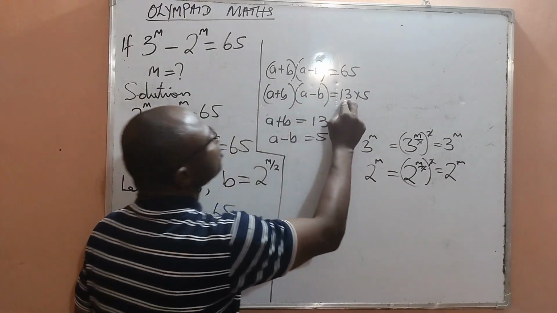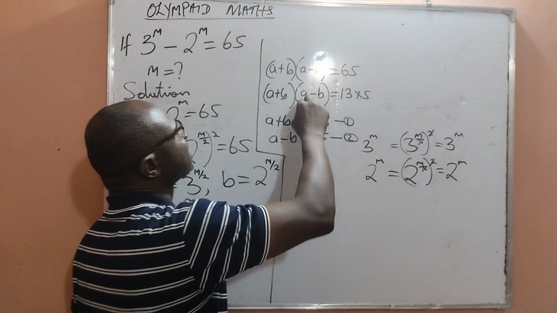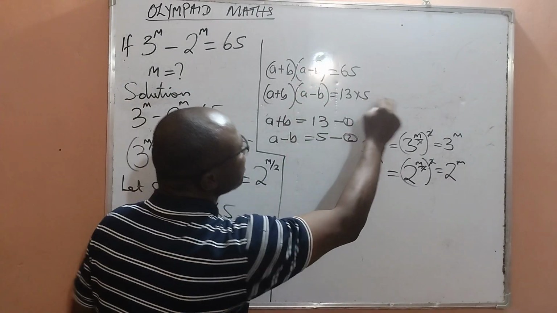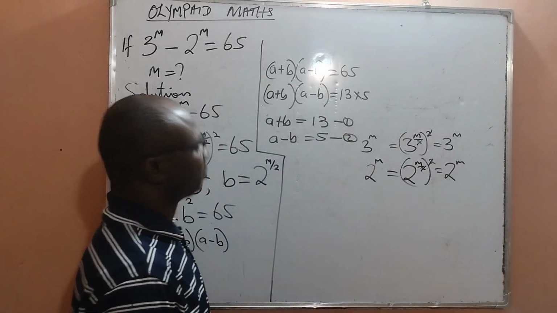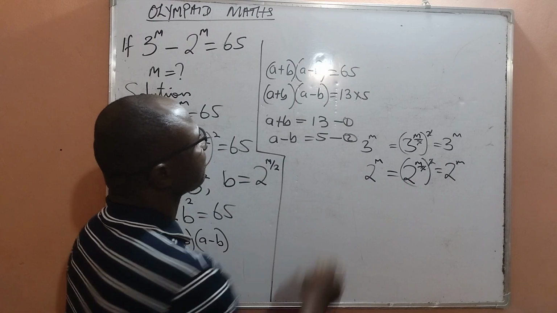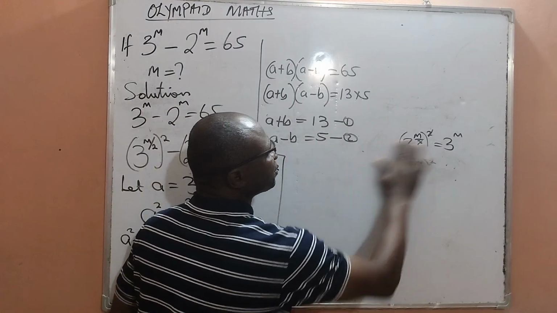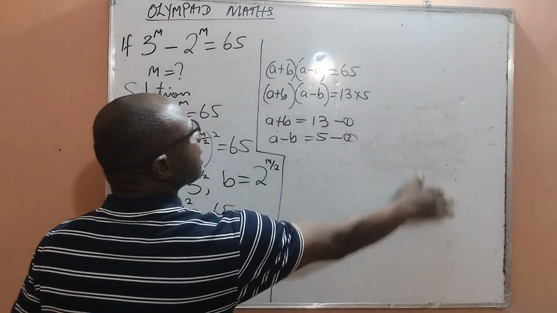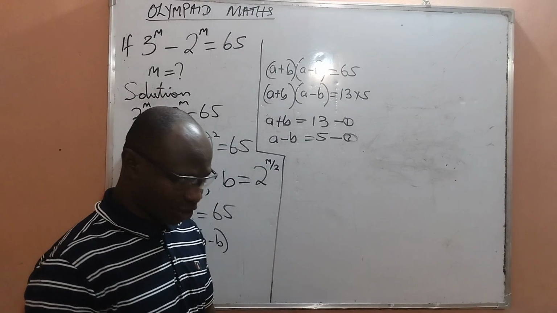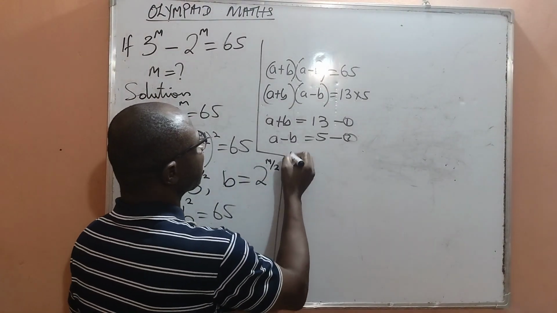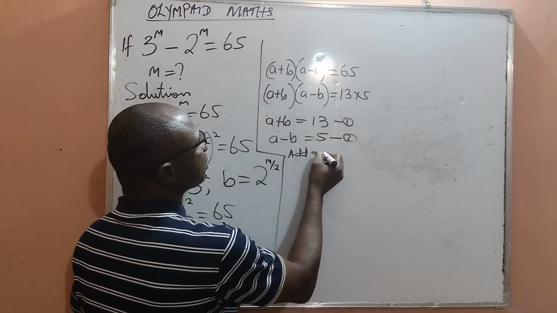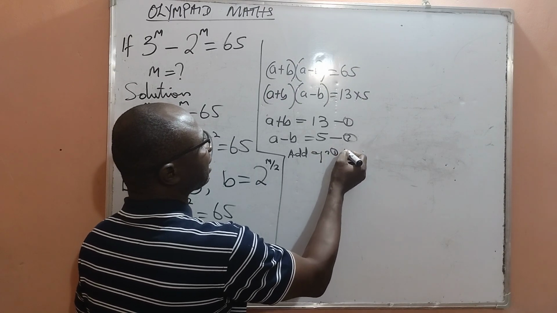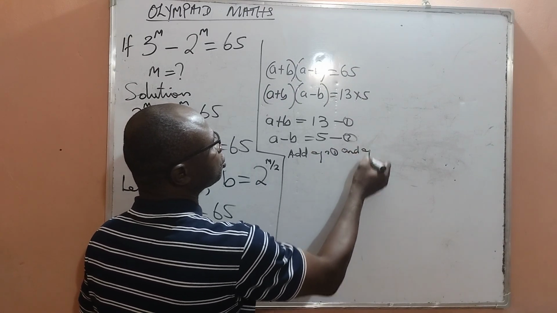Alright, the first bracket on the left corresponds to the first value on the right, and the second bracket from the left corresponds to the product, the value on the right hand side. Now I have two equations. I can solve them by simultaneous equations, which means I can add equation 1 and equation 2.